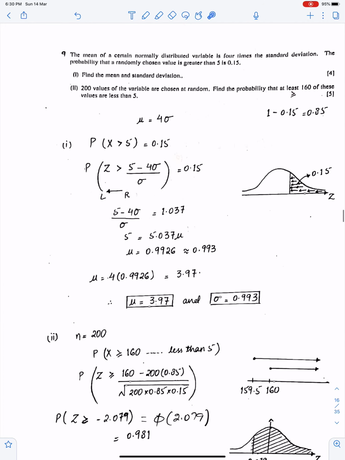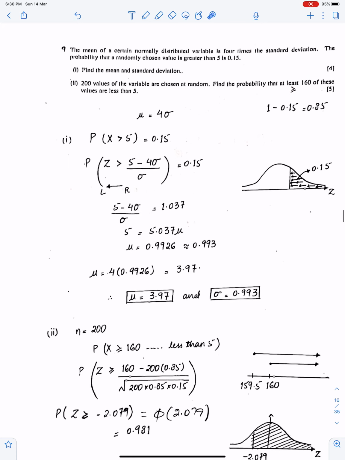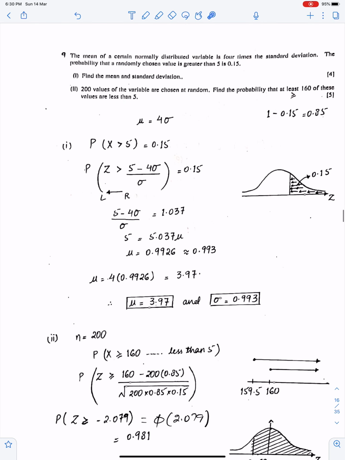I'm leaving the second part because the second part is not important. This is not a normal distribution approximation question. Well, this means simultaneous equations, I'm leaving this. 200 values of the variable are chosen at random. Find the probability that at least 160.